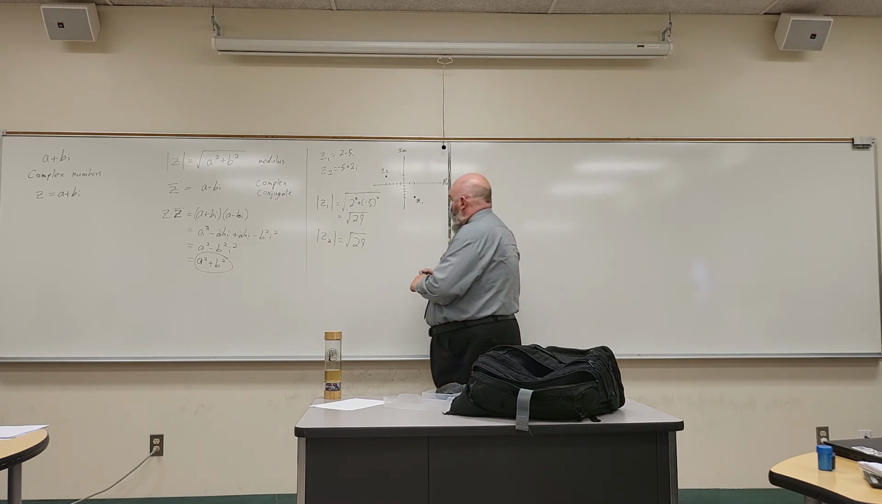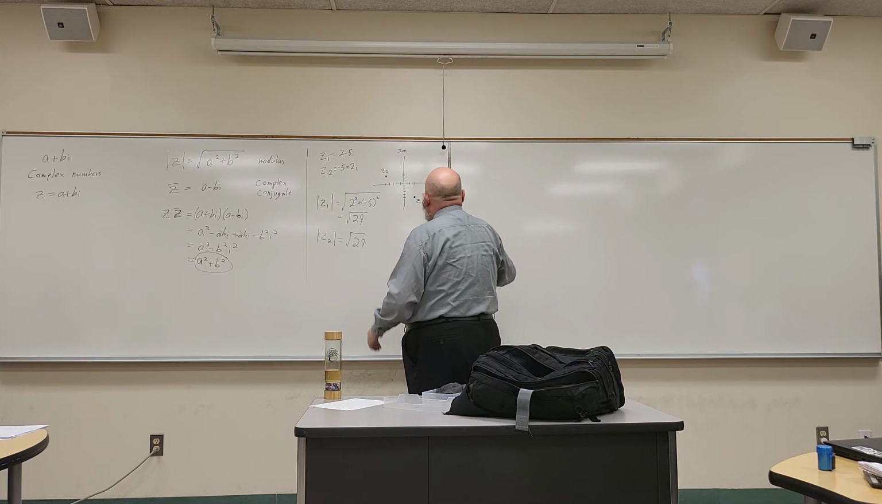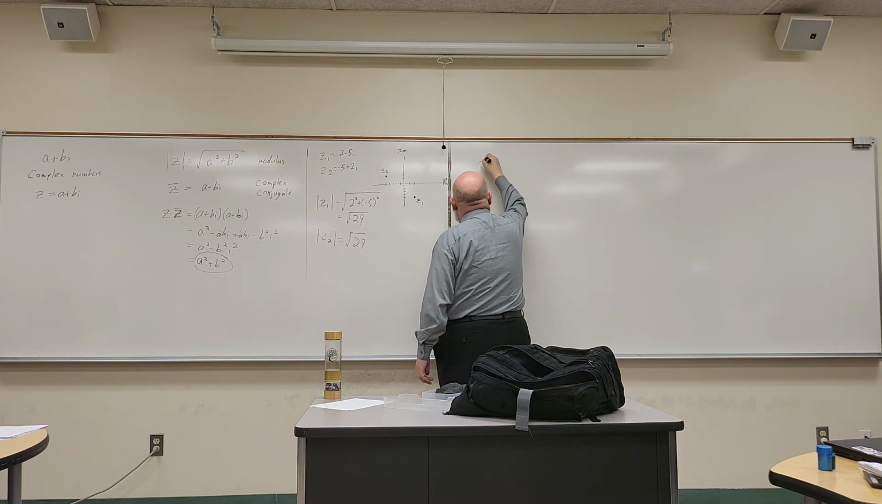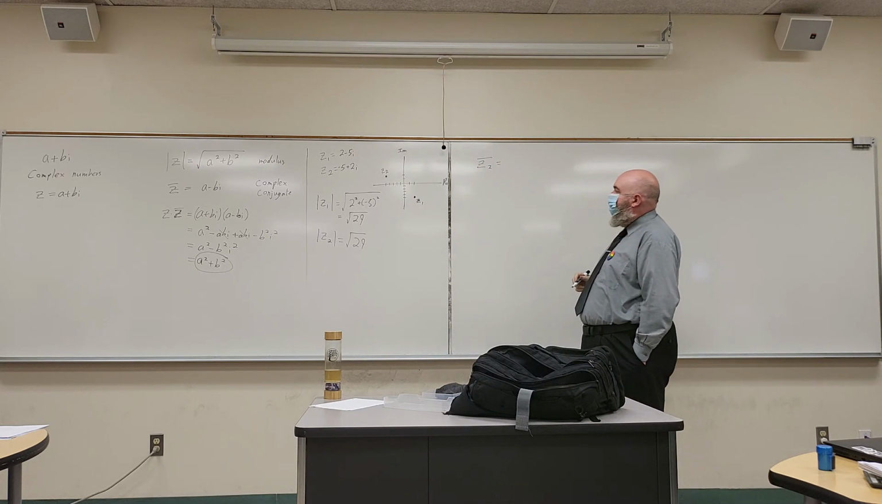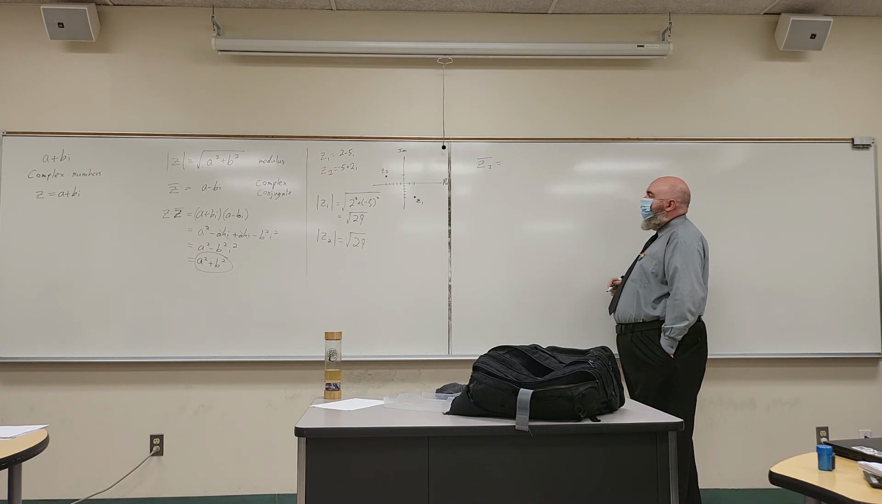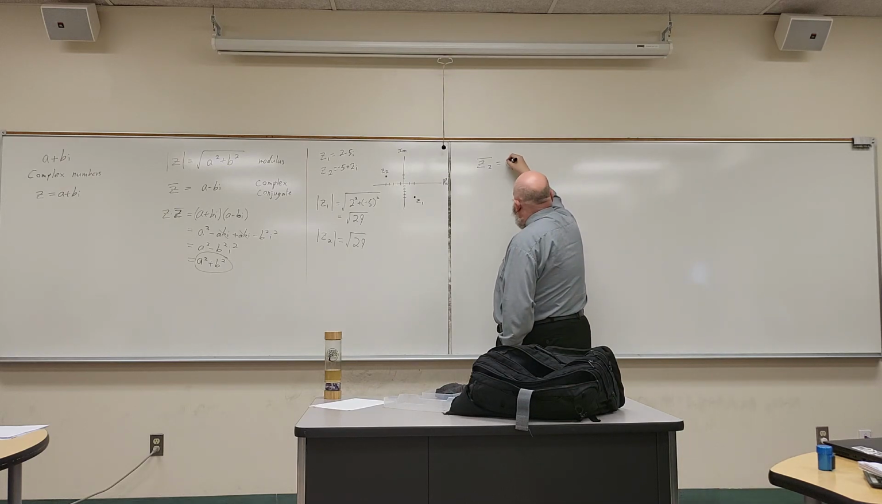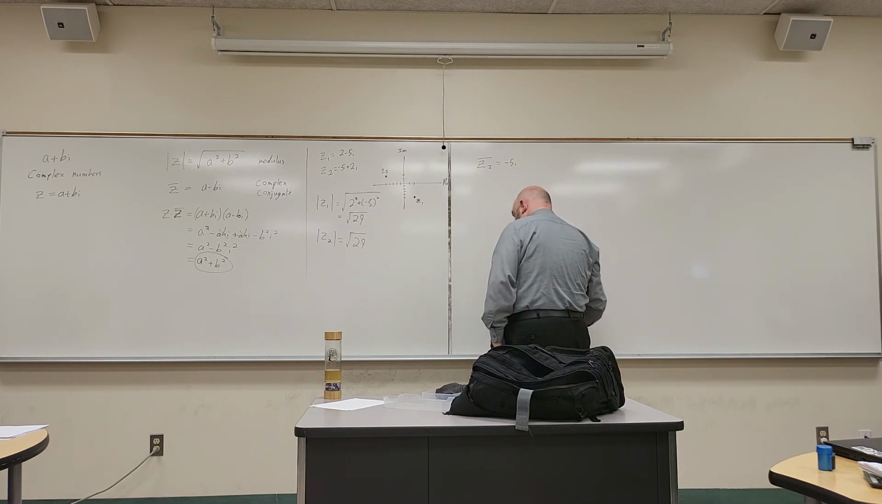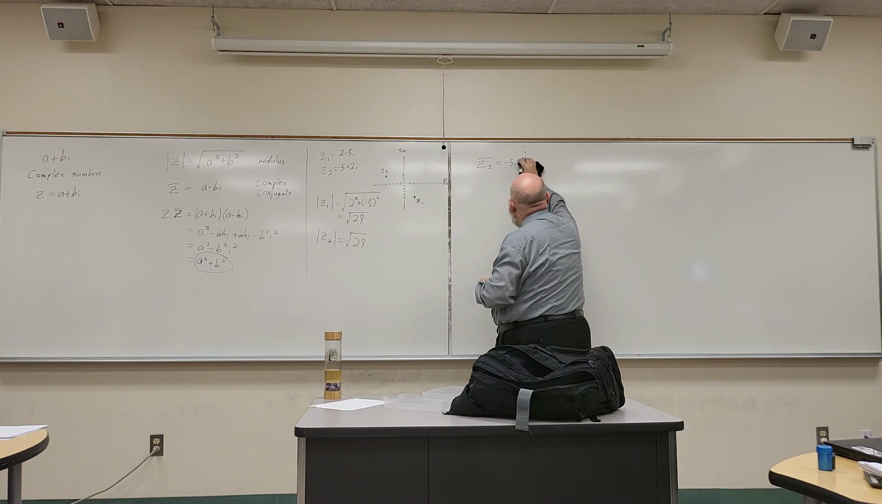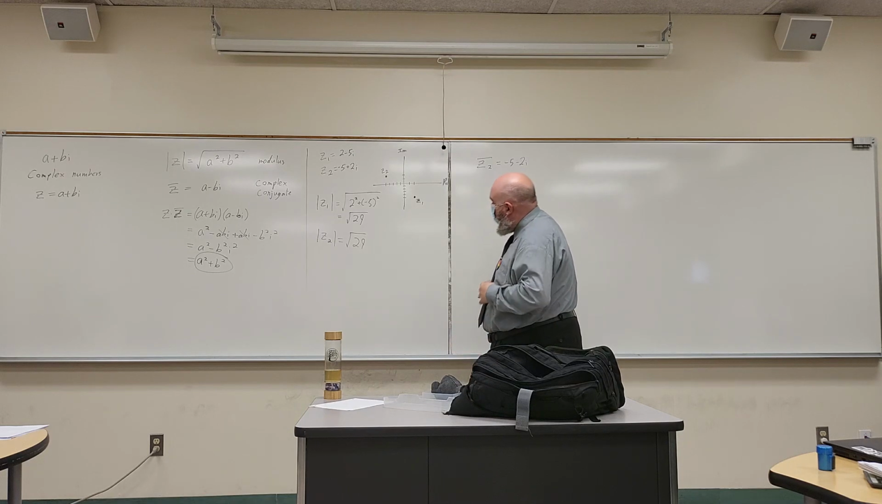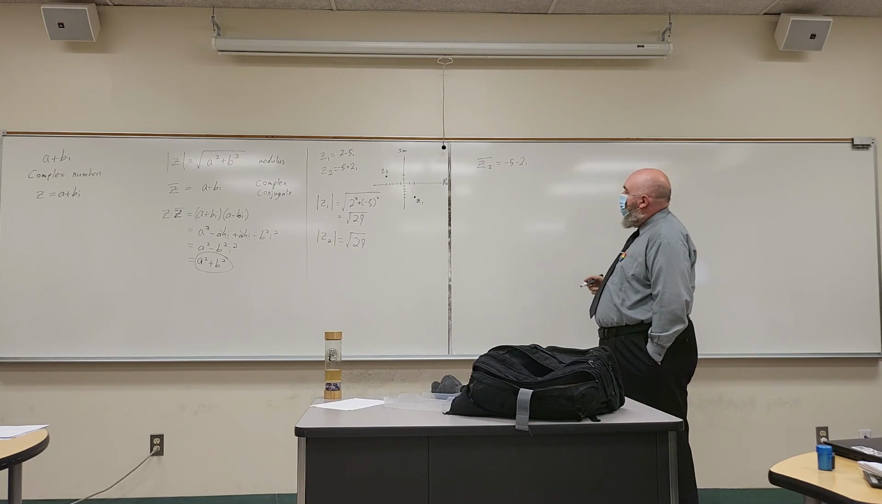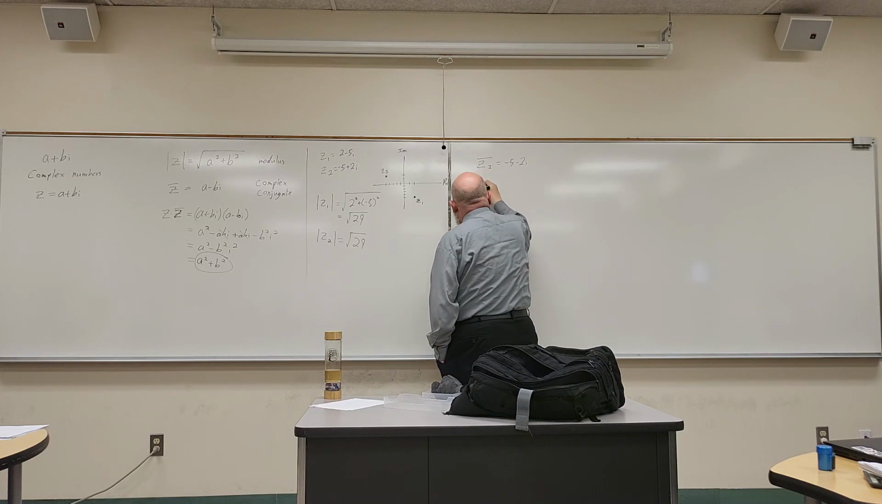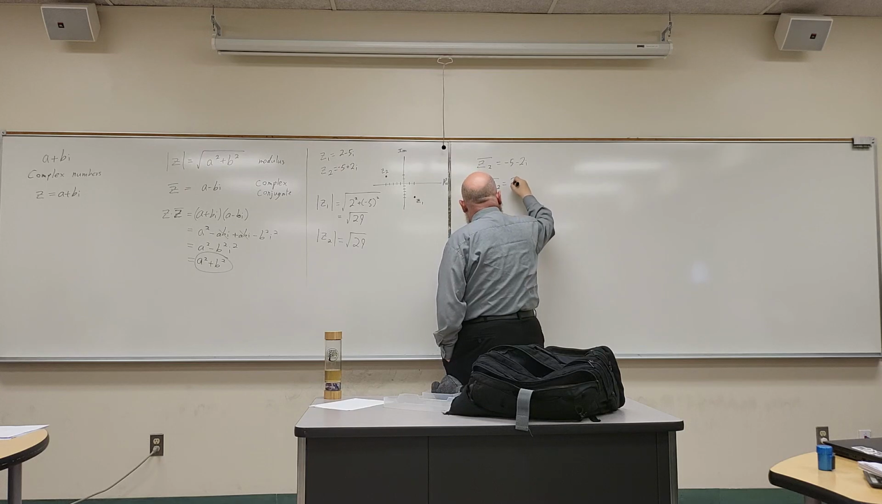Okay, so what if I conjugated Z2? What is the complex conjugate of Z2? Negative 5 minus 2i. What if I took Z2 times its complex conjugate? Good. Negative 5 minus 2i. 25 plus 4 is 29.